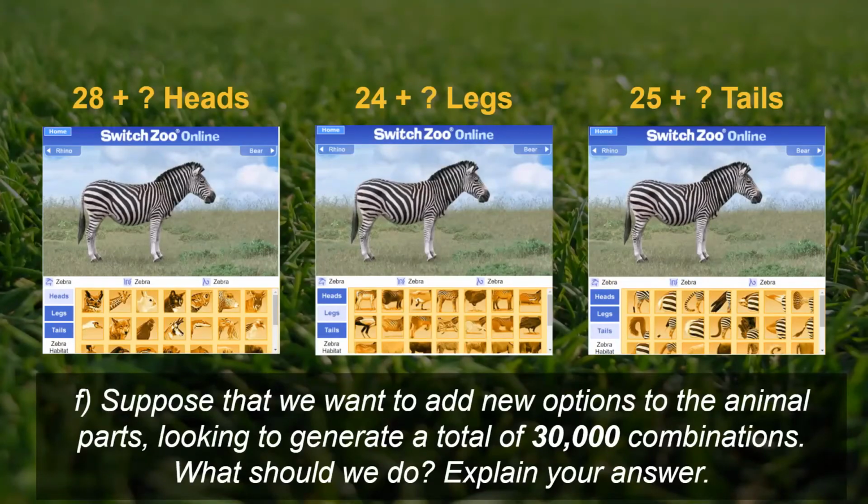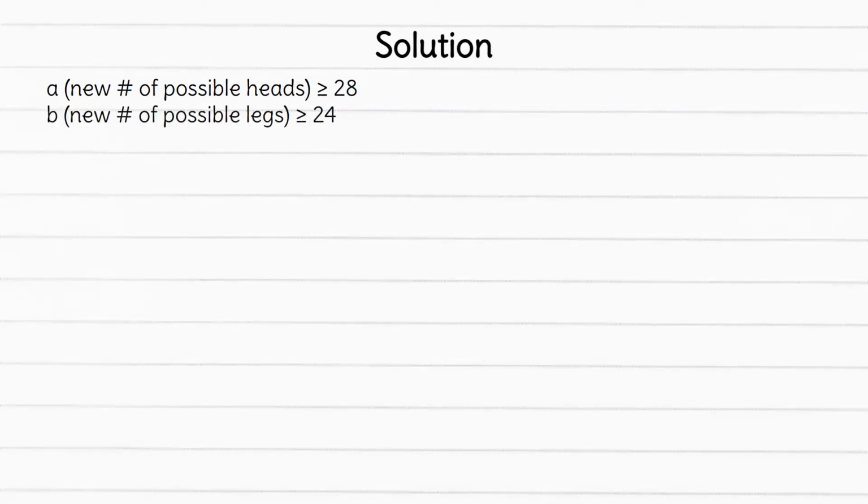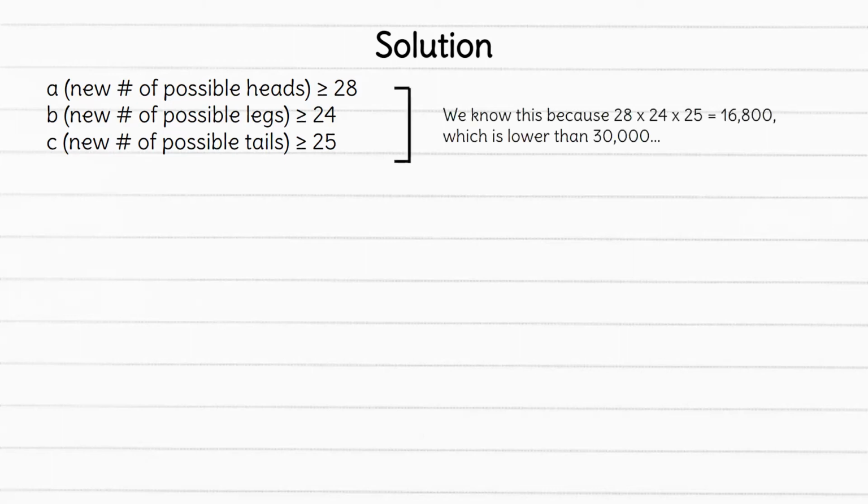In this scenario, suppose that we want to add new options to the animal parts, looking to generate a total of 30,000 combinations. What should we do? Let's take a look at this question. One thing we can do is define some variables. We can make A the new number of possible heads, B the new number of possible legs, and C the new number of possible tails. We know that A, B, and C all have to be greater than their original numbers because when we put the original numbers together, we only get a total combination of 16,800, which is lower than 30,000.